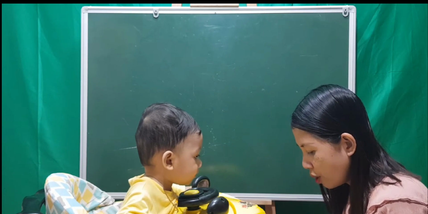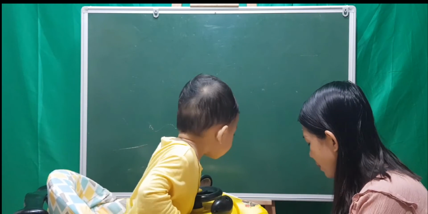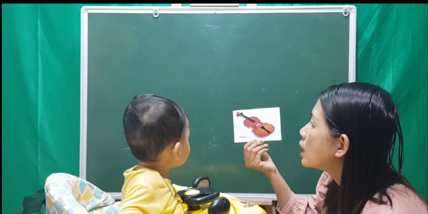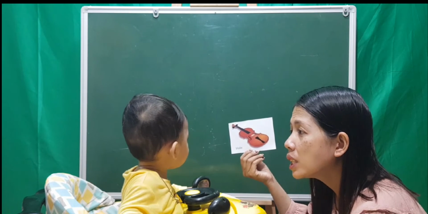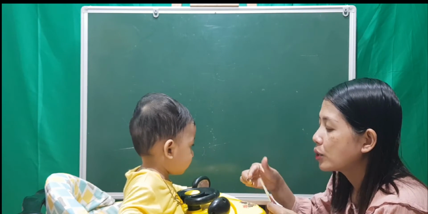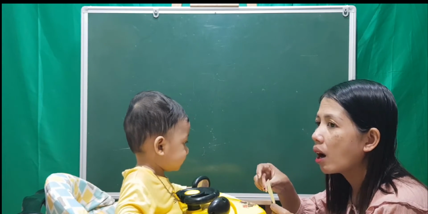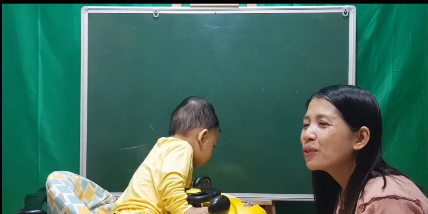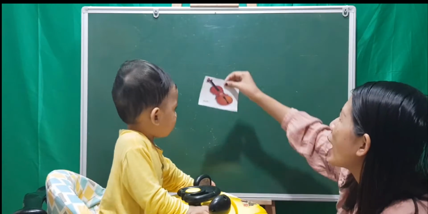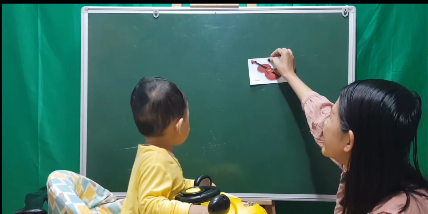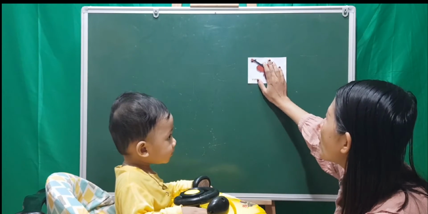Okay. Do you know what this is, baby? That is what we call a violin. Do you know violin? Violin starts with the sound V. Today we study letter V. Oh, we don't have letter V yet. Letter V is over there. But mommy has a picture. This is a picture of a violin. Can you say it, baby?